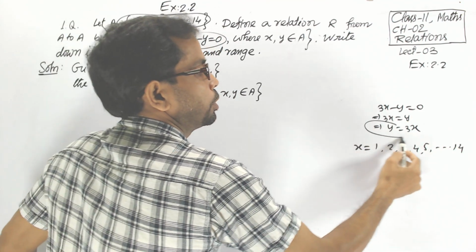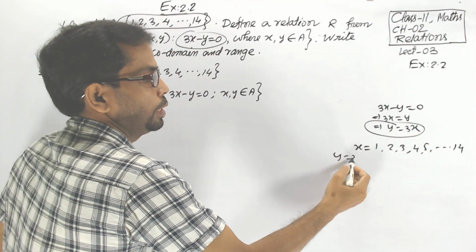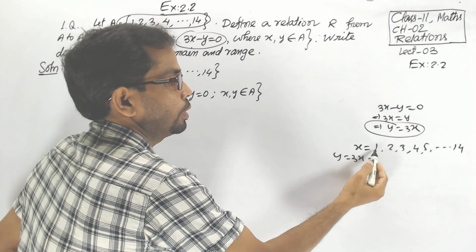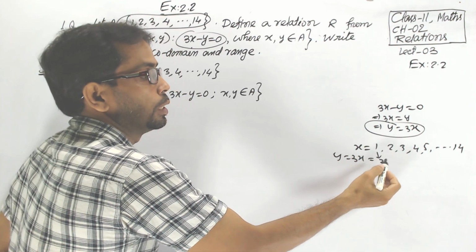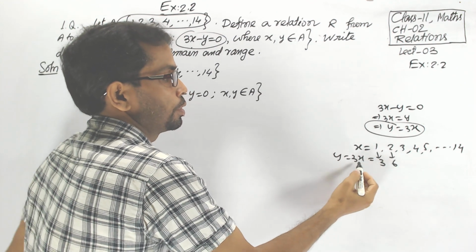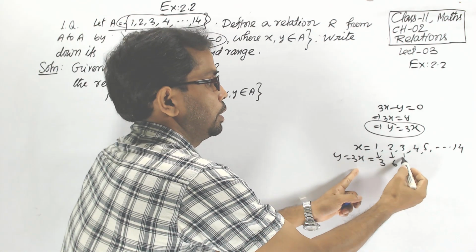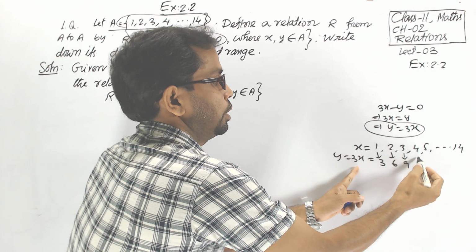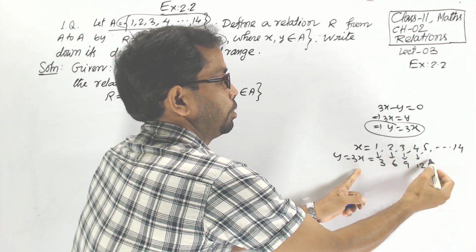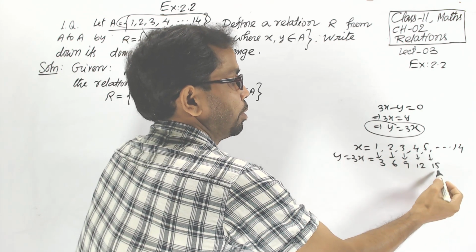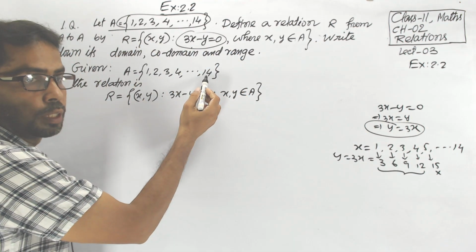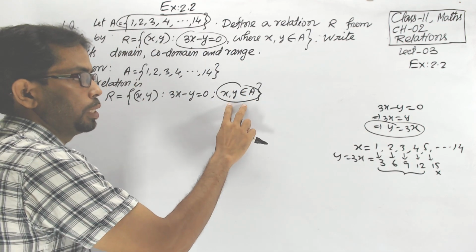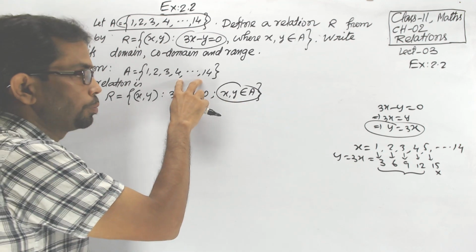Then what will be the corresponding values of y? Y is given by 3x. So if x is 1, 3 ones are 3, 1 is making pair with 3, then 2 3 is 6. Then if x is 3, 3 3 is 9, 3 4 is 12, 3 5 is 15. But 15 we cannot take, we can take up to 12. 15 is going beyond the set. According to the question, x and y, both the elements must be from the set A.